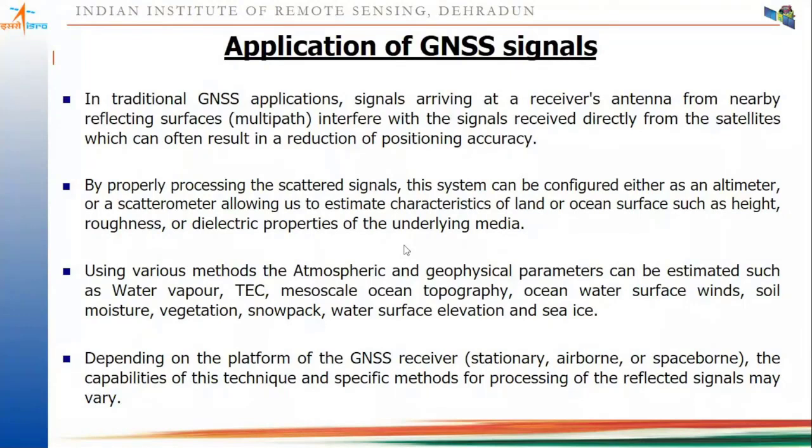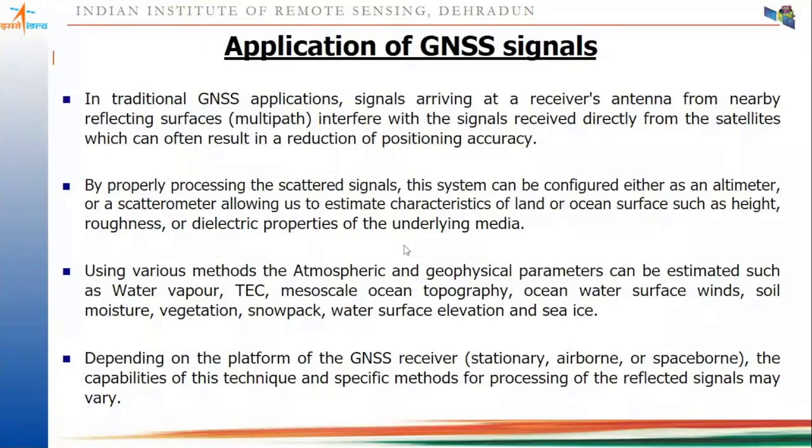Depending on the platform of the GNSS receiver, it may be a stationary, static receiver, it may be airborne, or it may be on a satellite, spaceborne. The capability of this technique and the specific method for processing the reflected signal may vary. So based on where we are going to put the receiver, the processing techniques may vary.